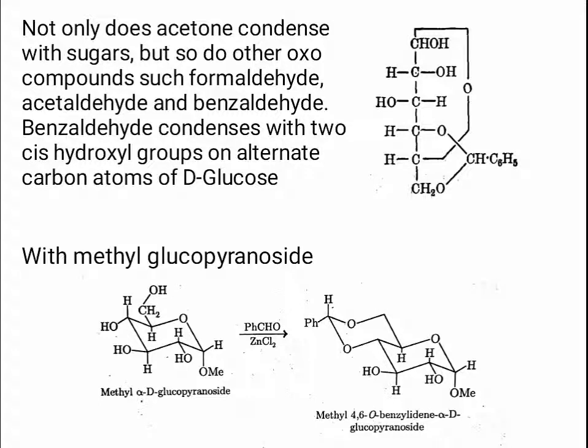So in case of acetone or any other derivatives, two adjacent carbon atoms were participating, two hydroxyl groups of adjacent carbon atoms. But in case of benzaldehyde, the case is a little bit different. Here you will get a 1,3 derivative. That means 1, 2 will not participate, and 1 and 3 will participate in making the derivative.